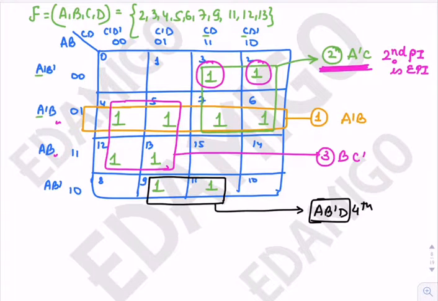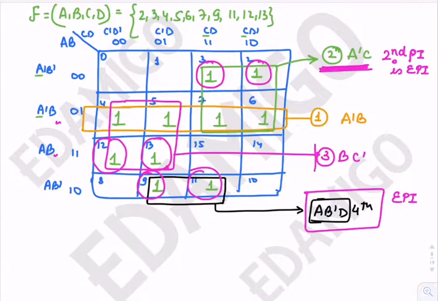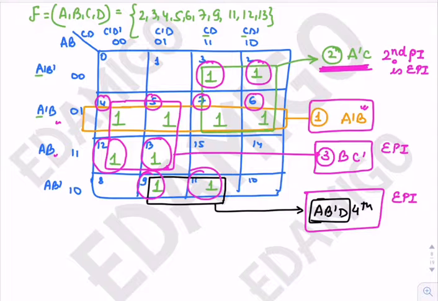If we look at the ninth minterm and the 11th minterm, they are exclusively covered by the fourth prime implicant. So this is also an essential prime implicant. The 12th and the 13th minterm are covered by the third prime implicant exclusively, so this is also essential. Now the first prime implicant covers 4, 5, 7 and 6. All these minterms are covered by other prime implicants also, so they are not exclusively covered by the first prime implicant. So this is a non-essential prime implicant.